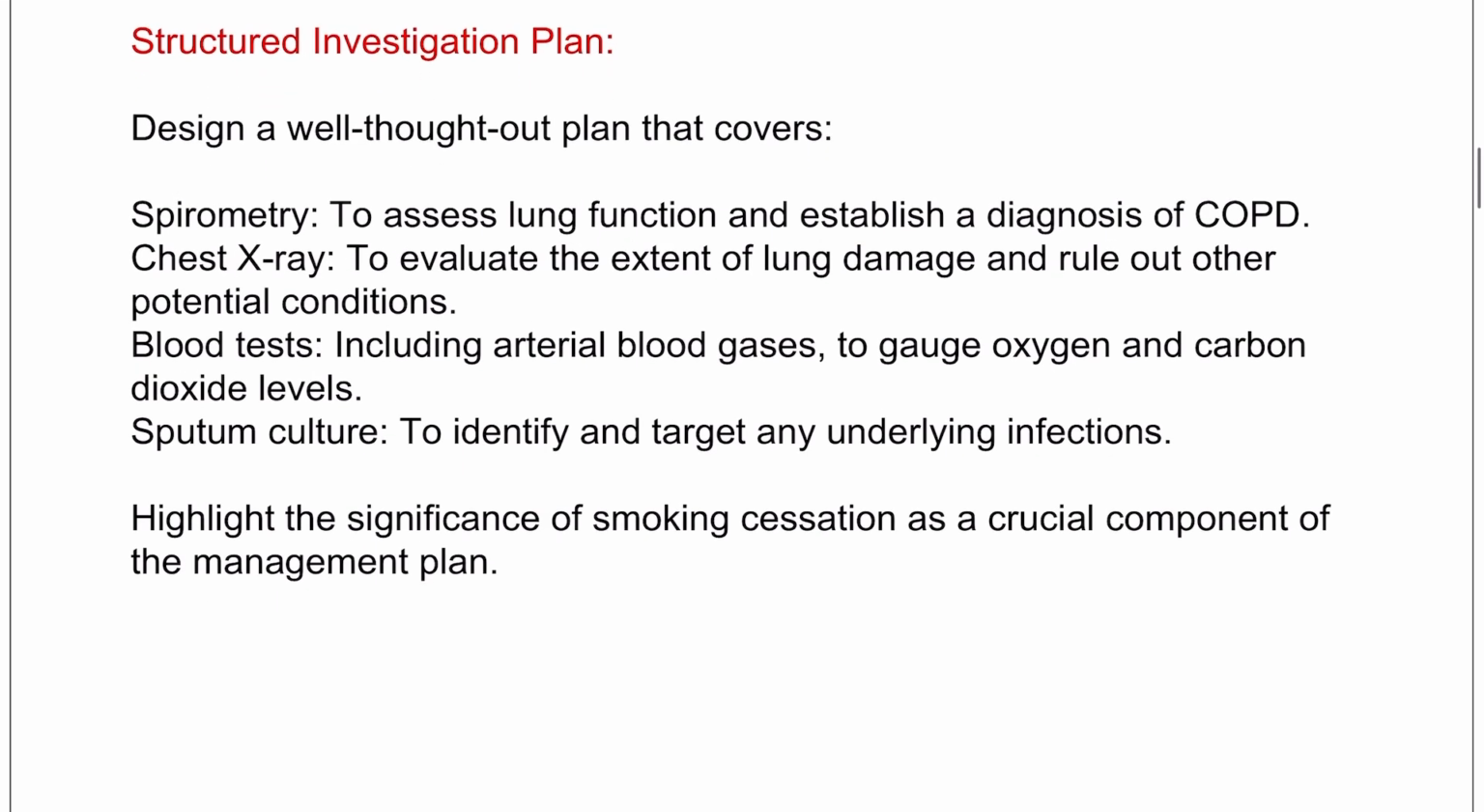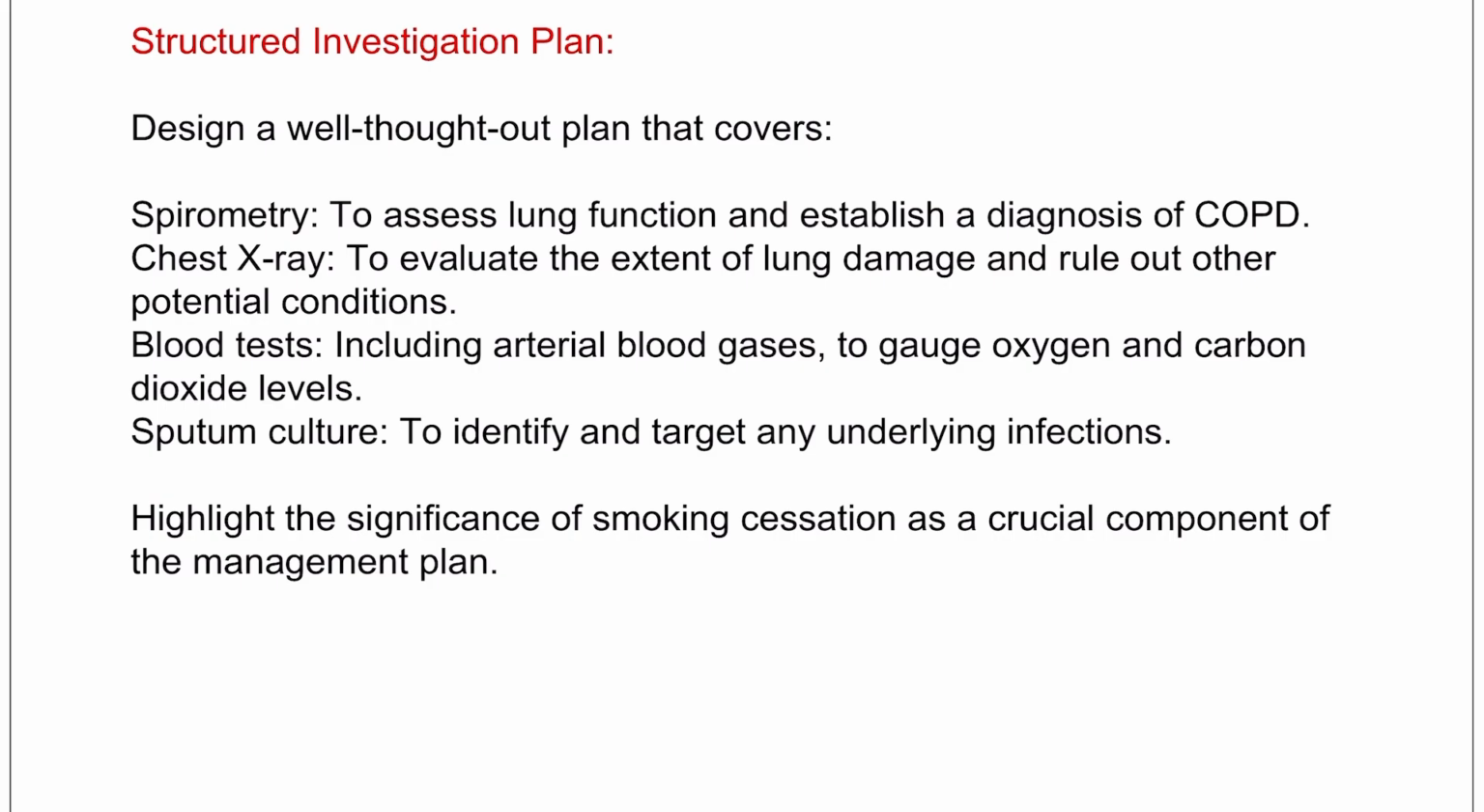Now this is a respiratory case and the patient has respiratory symptoms, so the important investigations should be mentioned first. Like spirometry, we want to assess the lung function and establish a diagnosis of COPD. We want to do the chest X-ray because we want to evaluate the extent of lung damage and we want to rule out any other potential conditions.